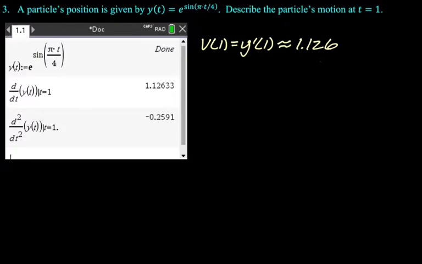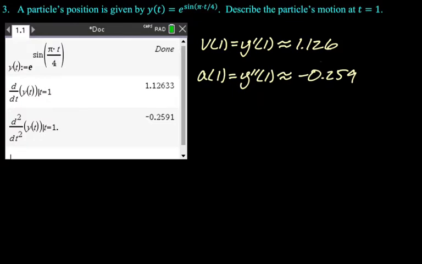So I'm going to say that v of 1 is equal to y prime of 1. Because remember, you got to connect those things. If you don't connect those, you're going to end up losing a point, which I don't like, but I don't control that. So v of 1 is equal to y prime of 1, which is approximately 1.126. And then same thing for acceleration. So a of 1 is y double prime of 1, which is approximately negative 0.259.